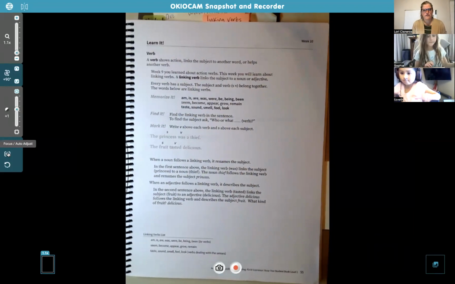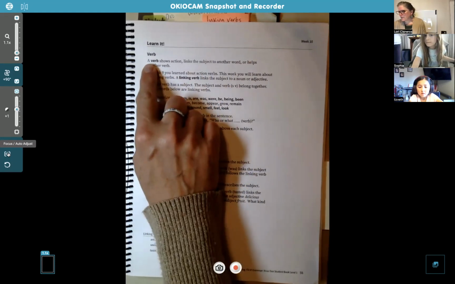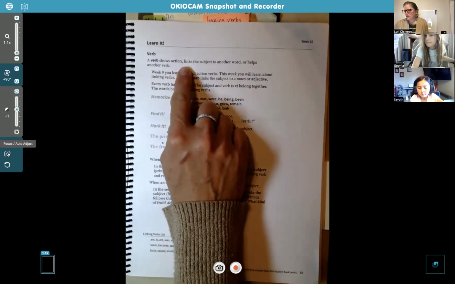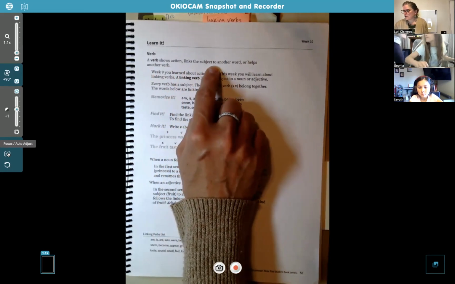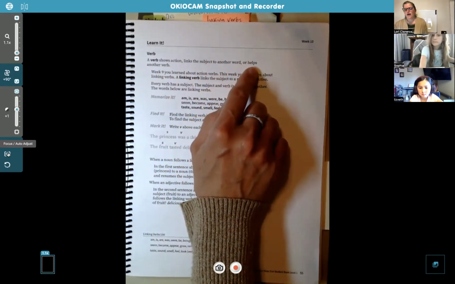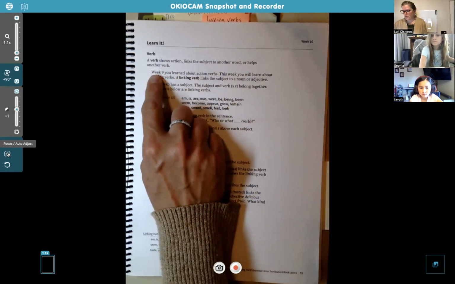Well, we're talking about verbs today. You already know that a verb is an action word. And today we're going to learn about a linking verb. So a linking verb is a little bit different, but it still helps show action in a sentence. So it says, a verb shows action, or it links the subject to another word, or it helps another verb.